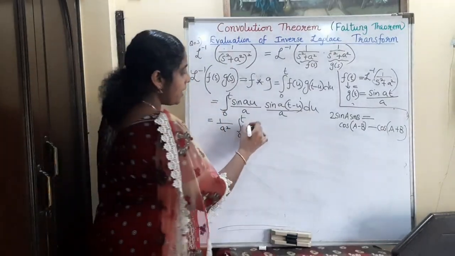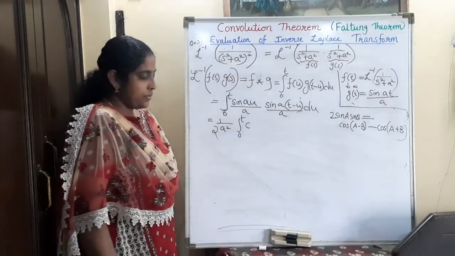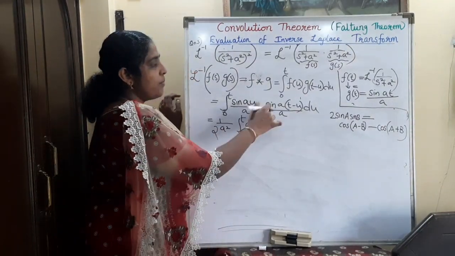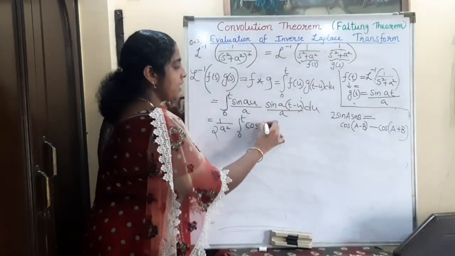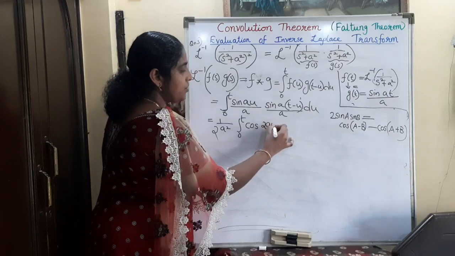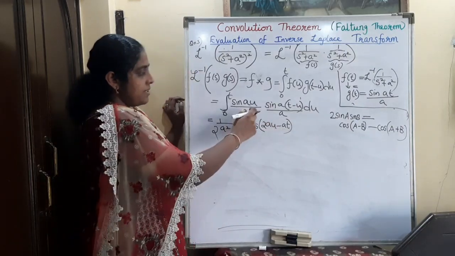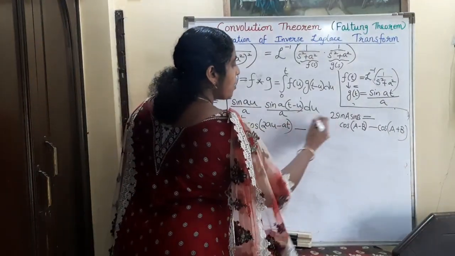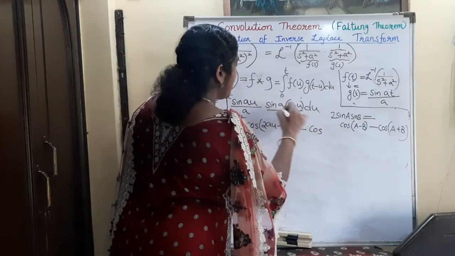So on applying cos C, cos D formula here, there is a factor of 2, so we can write 1 by 2 here. So here this will be cos(Au minus At minus Au) minus cos(Au plus At plus Au)... So cos(A minus B) minus cos(A plus B), where Au plus At minus Au cancel.